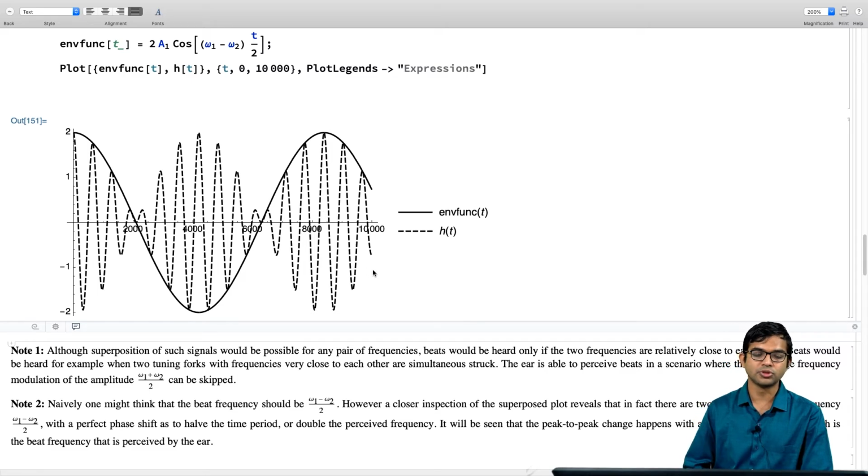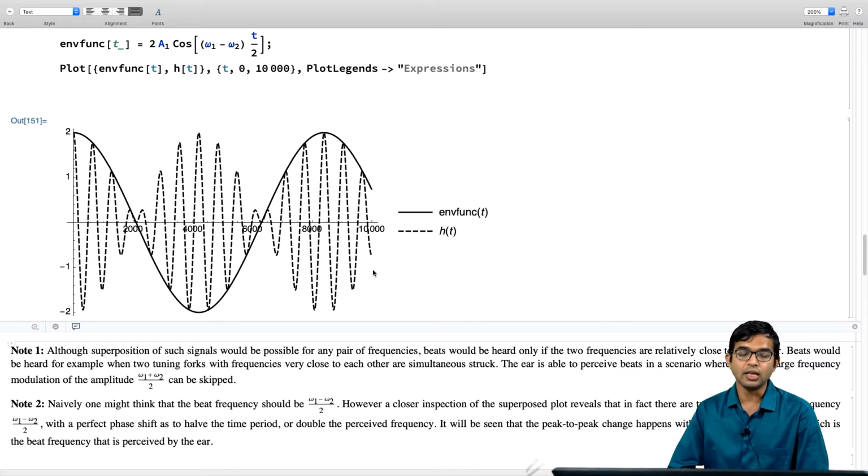So there are two key points to note from the study of this graph. One is that although superposition of such frequencies would be possible for any pair of frequencies, beats would be heard only if the frequencies are relatively close to each other, right? You might have performed these kinds of experiments in the lab. If you had two tuning forks which are tuned with frequencies very close to each other and they are simultaneously struck, the ear is able to perceive beats in a scenario where the very large frequency modulation can be skipped. So you don't really care about the details of these fluctuations in the amplitude. The ear is able to perceive only this.